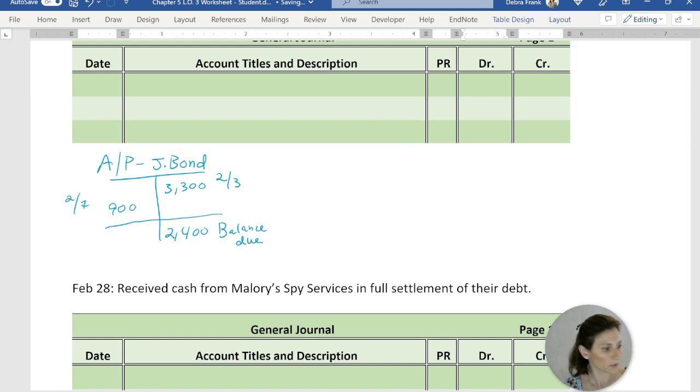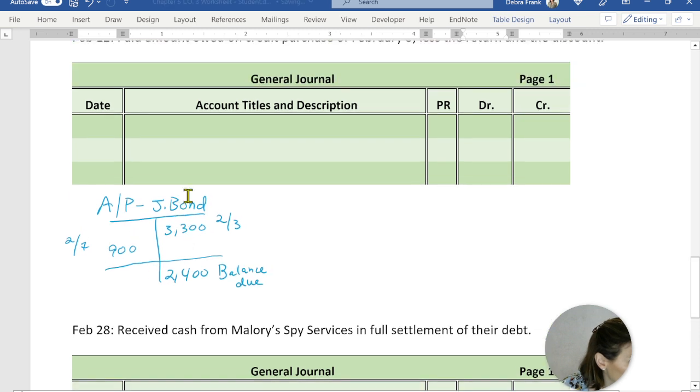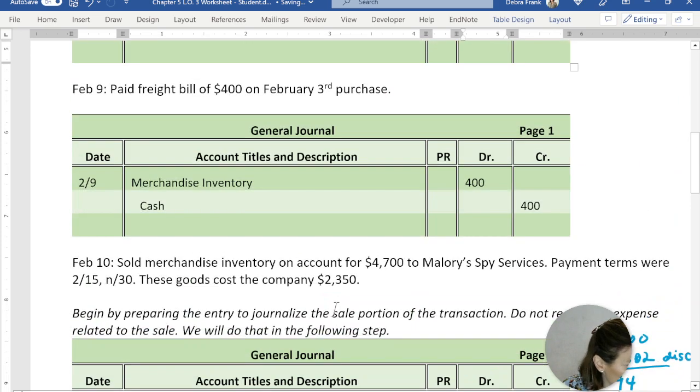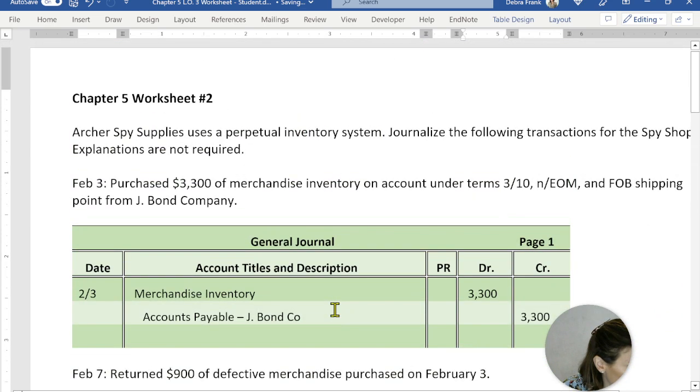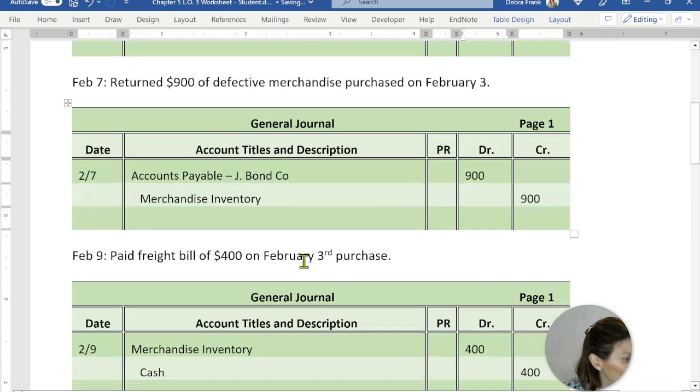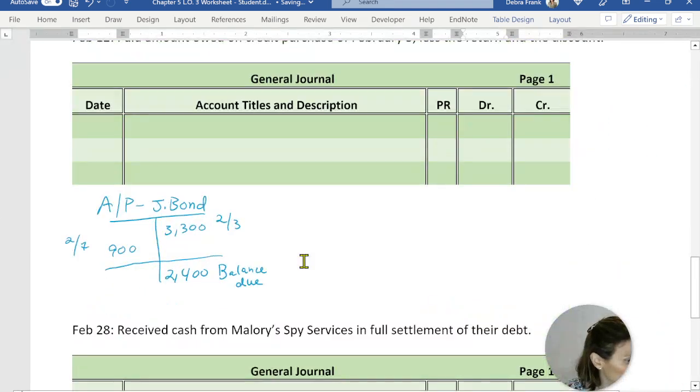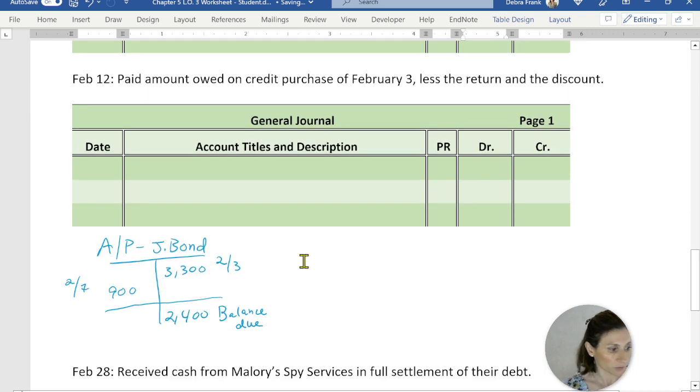There we go. We'll write a little neater there. All right, so let's pay attention to our dates. We're looking at February 12th. Scroll up a little bit. February 12th to the 3rd, and the credit terms were 3/10. Oh, so 3% discount paid within 10 days. Were we paying within 10 days? Yes, we were. Just made it. So they get a 3% discount.